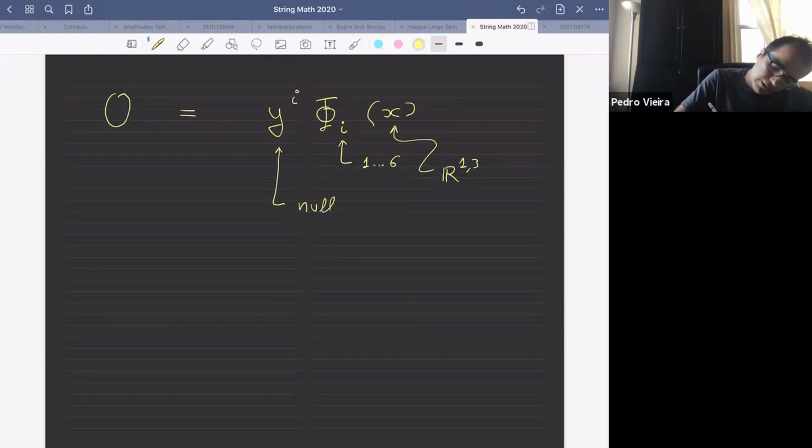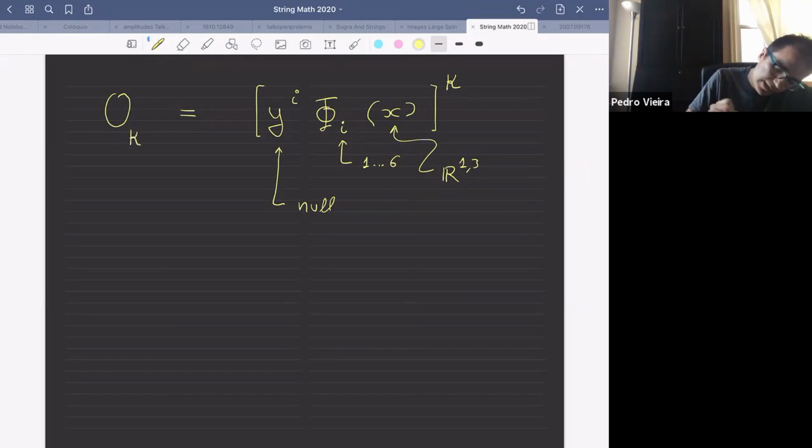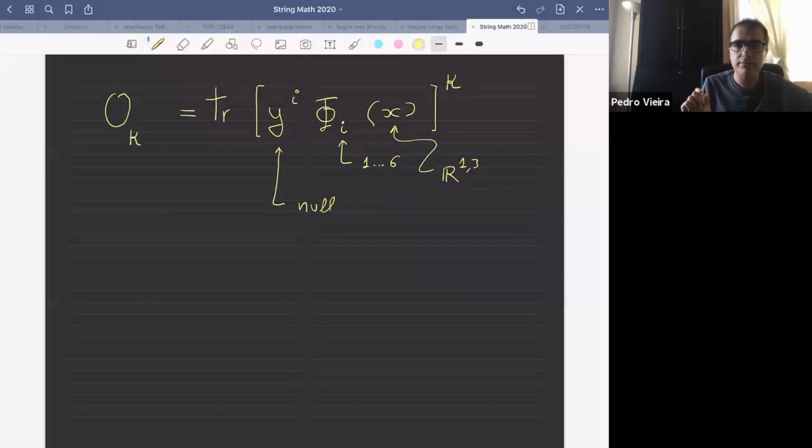Then out of this combination, this complex scalar, we take k units of this object. So this will be an object that will have dimension k. We call this O_k, and we take a trace to make it a gauge invariant operator. So these are the operators we are going to study. These operators are half BPS. Their dimension, as I said, is precisely k.